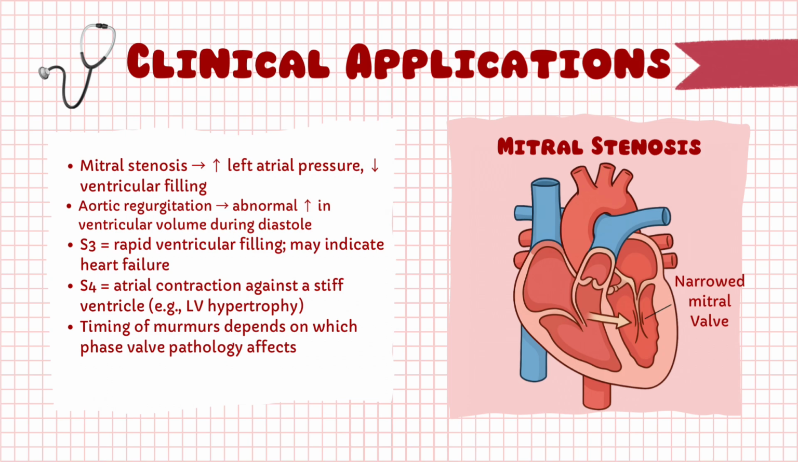Understanding the cardiac cycle helps us make sense of heart sounds and murmurs. Mitral stenosis raises atrial pressure and alters diastolic filling. Aortic regurgitation increases ventricular volume abnormally during diastole. An S3 heart sound may indicate heart failure due to rapid passive filling. An S4 sound comes from a stiff ventricle, often in left ventricular hypertrophy. Systolic and diastolic murmurs correspond to whether the abnormal valve event occurs during contraction or relaxation.